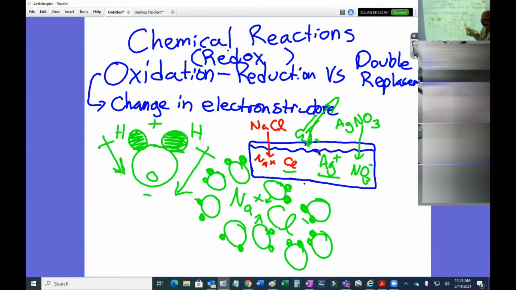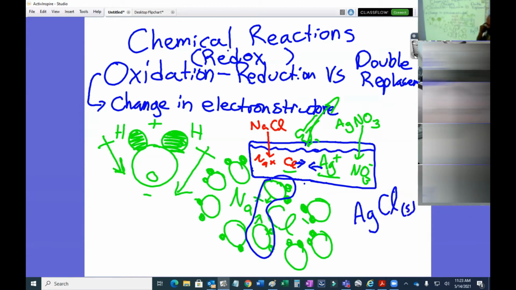But that's not what it stays. They suddenly feel each other and begin pulling towards each other more strongly than the water. The attraction between silver and chloride is actually stronger than the attraction of water for them. So they end up sticking together and excluding water. They squeeze the water out of this area. And water can't get between silver and chlorine. So you end up with AgCl, and we put a little parentheses S here to represent solid.